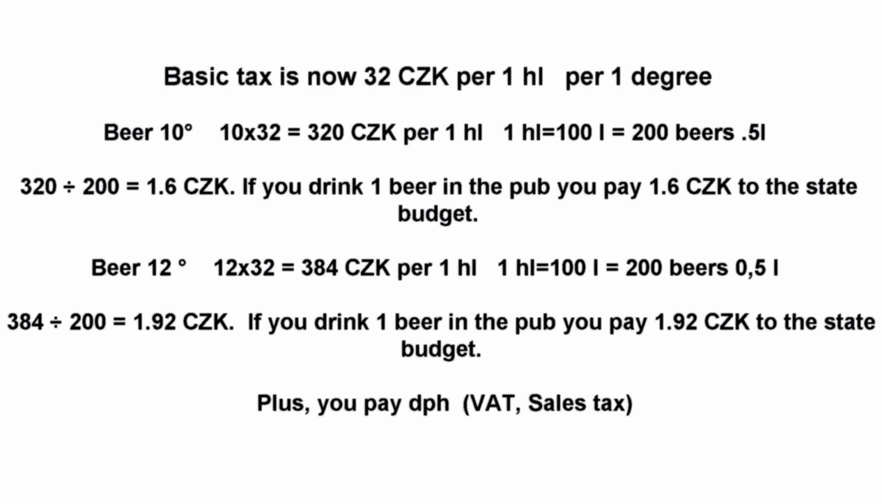So the next example is a 12 beer, so it's 12 times 32 equals 384. So it's 384 divided by 200, so a 12 you pay 1.92 crowns. Plus, of course, you've got the DPH, or the VAT, or sales tax, on top of that.